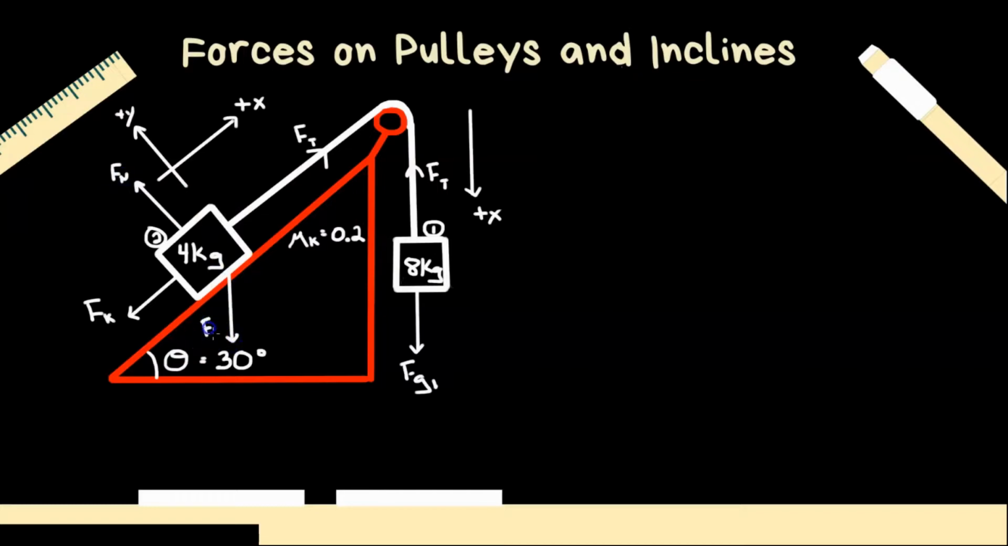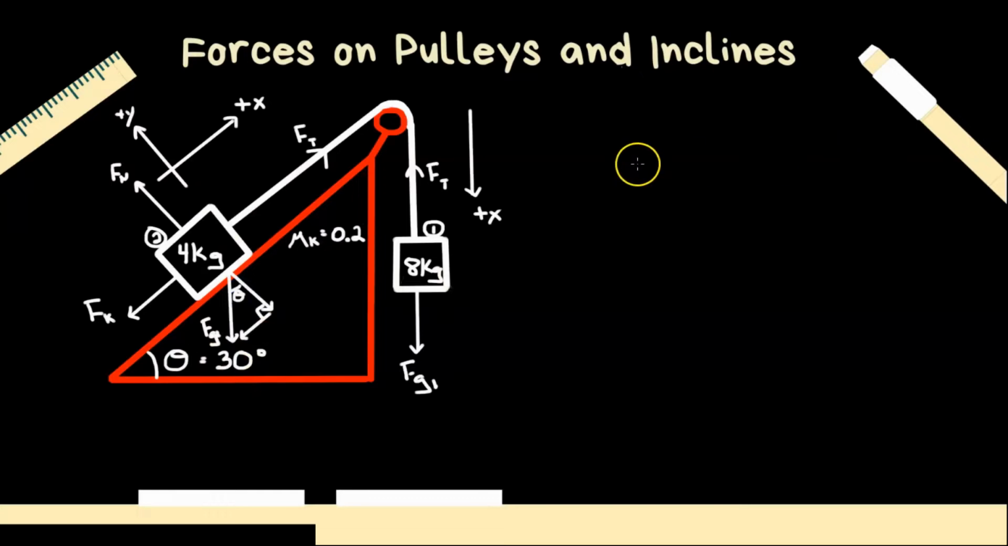We'll call this Fg2. Alright, now since this gravity is not parallel to either of our coordinates, let's write components for this. So we are going to have a y component, and we are going to have an x component, where this is our 90-degree angle and this is our 30-degree angle.